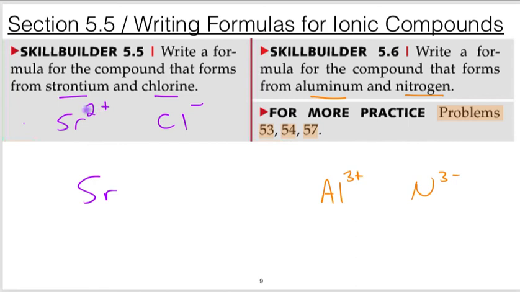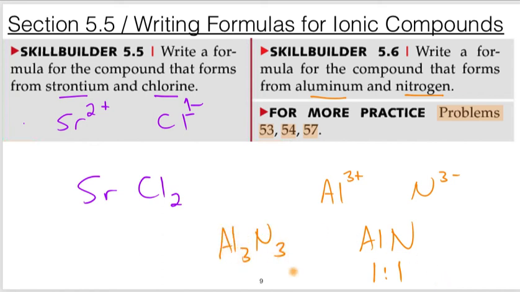There are 2 of the +2 charge on the strontium, so I need 2 chlorides. There's a -1 charge on the chloride, so I only need 1 strontium. We move those numbers around. Here, for aluminum and nitride, the charges are equal and opposite, so they just come together in a simple 1-to-1 ratio. If you wrote Al3N3, that is incorrect. For ionic substances, we're looking for the simplest whole number ratio that these ions can come together in to form a salt. In the next video, we'll start officially naming these compounds.